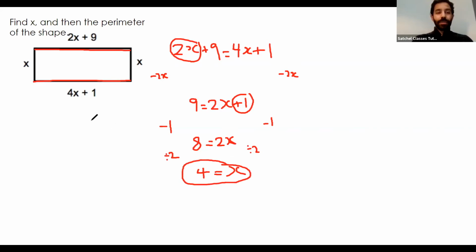And now, like we did previously, we need to substitute x into these expressions. So this is going to be 4. This is going to be 4. And in fact, I'm just going to rub the page out a little bit just to make things a bit clearer.